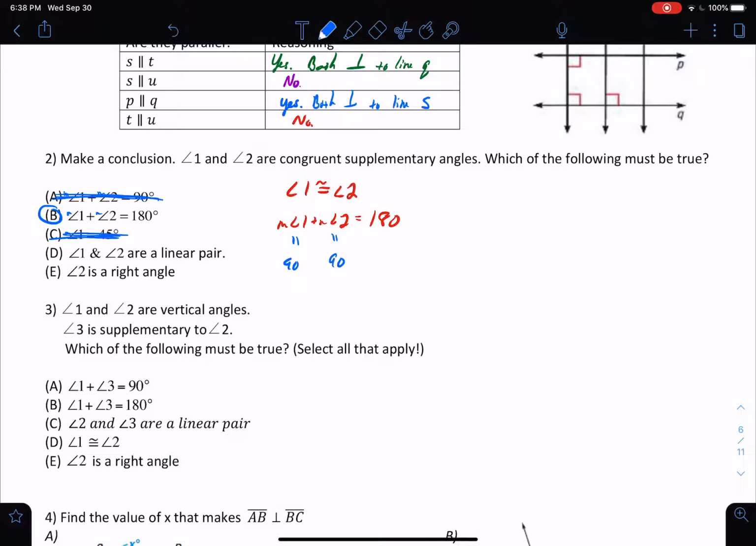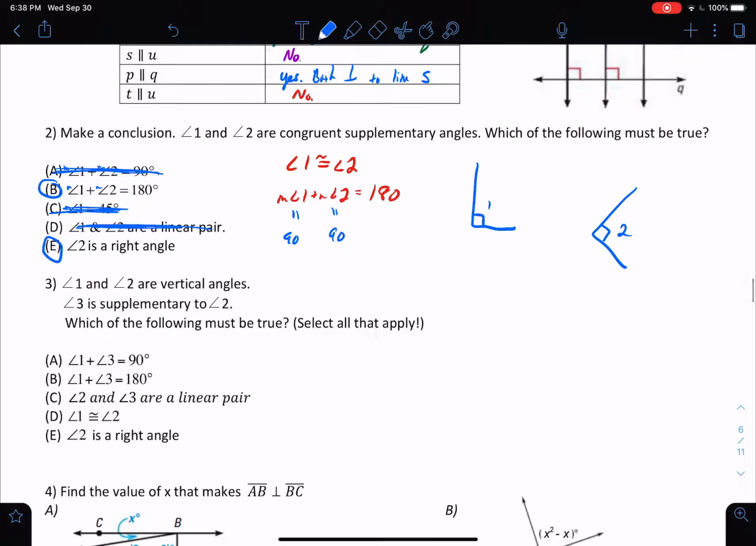All right, angle 1 and angle 2 are a linear pair. There's nothing that says these angles are right next to each other. It could be angle 1 is this 90 degree angle, and angle 2 is over here in this 90-degree angle. Nothing says they're right next to each other, so can't say that one either. And then angle 2 is a right angle. Well, since the measure of angle 2 is 90 degrees, I know it's also a right angle. Okay? What about the next one?